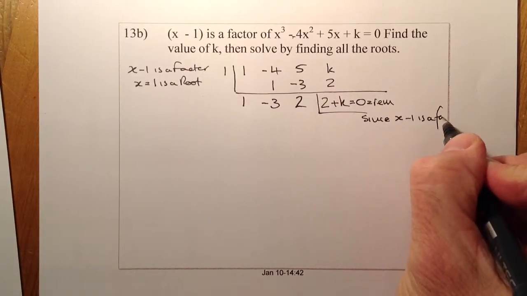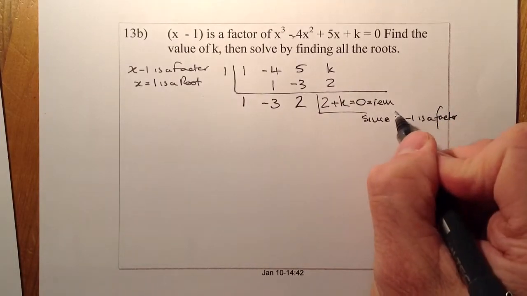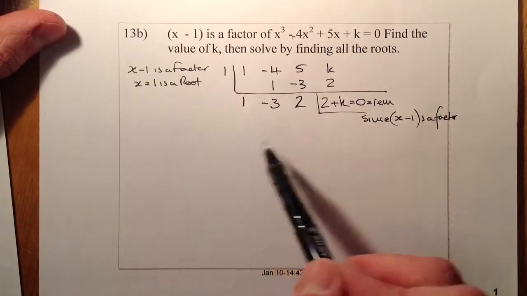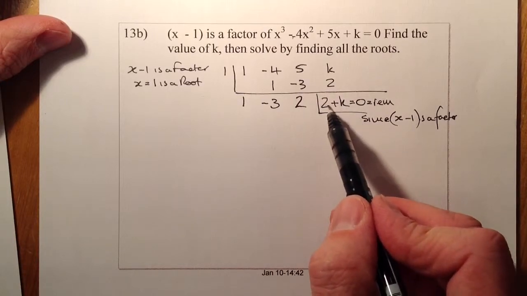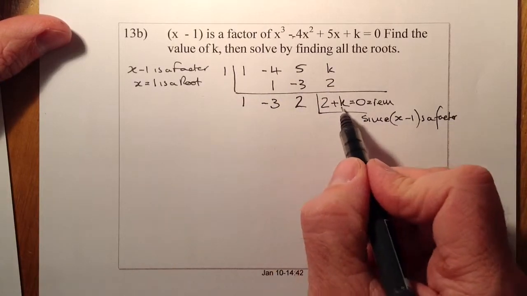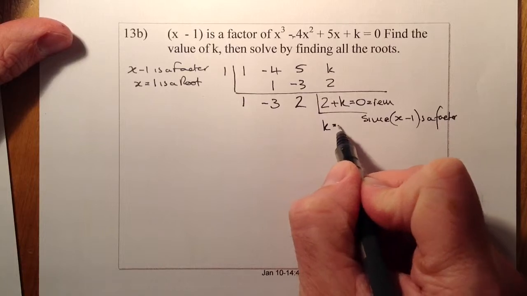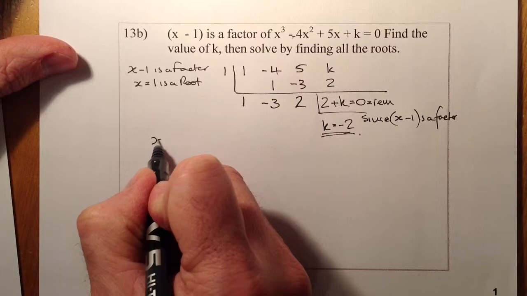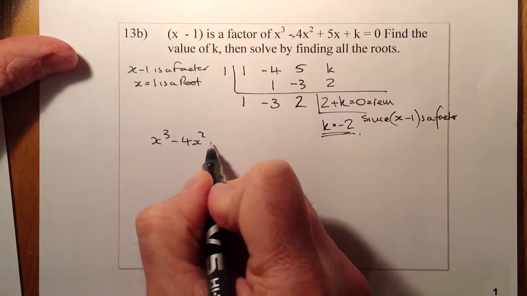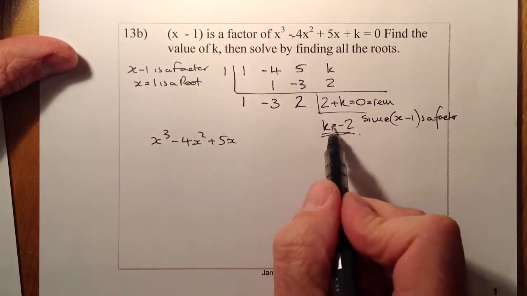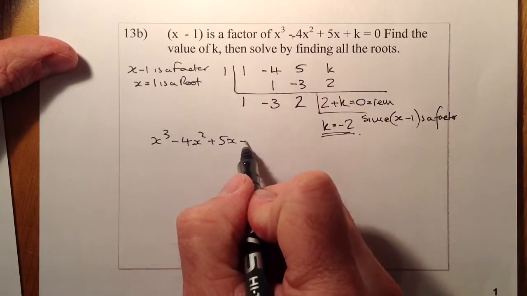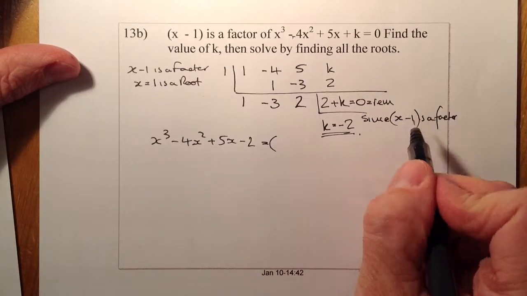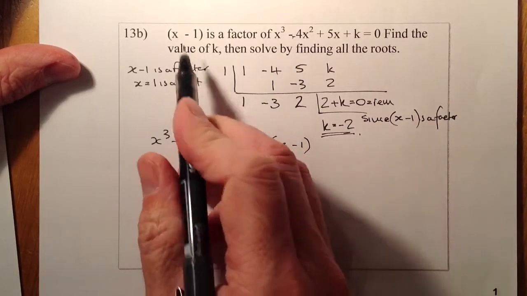Okay. Right, from there I'm going to put it into the factorised form. First of all, I'll find out the value of k. So 2 plus k equals 0, so here I've got k is equal to minus 2. So x cubed minus 4x squared plus 5x, and I'll replace k with the minus 2. So minus 2 is going to be equal to, and I'll get the factorised form in. So I'll get x minus 1 being the first one. That was the one I was given.